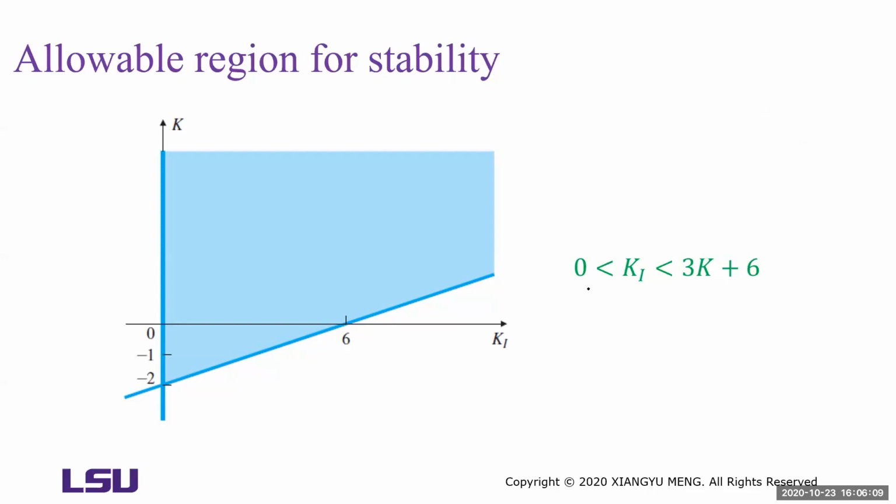Then all the feasible k and ki will be the shaded area. That's exactly the bound. Then you take any points in the shaded area. It can make the system stable. Again, even though you pick points in the shaded area, it can make the system stable, but the response can be quite different.